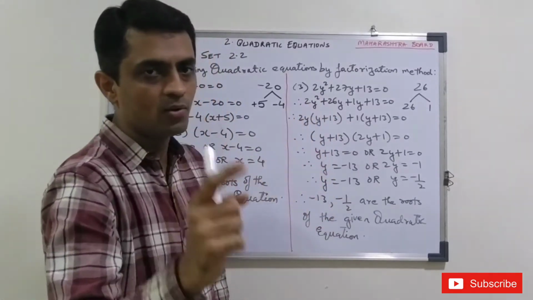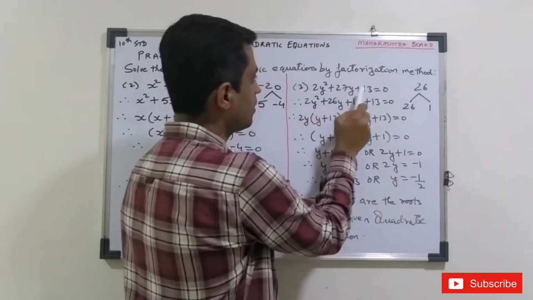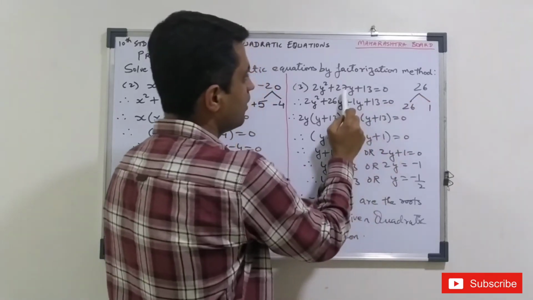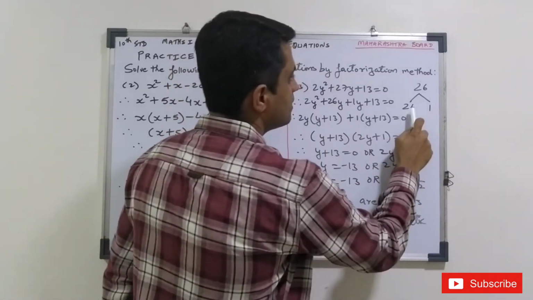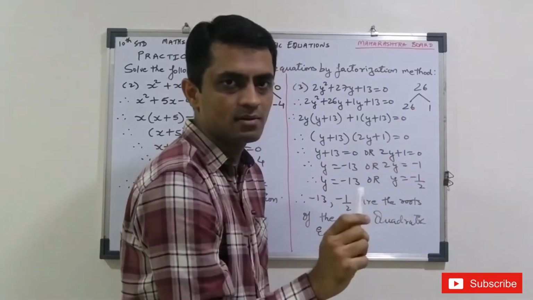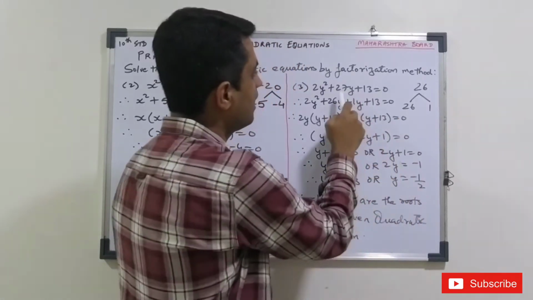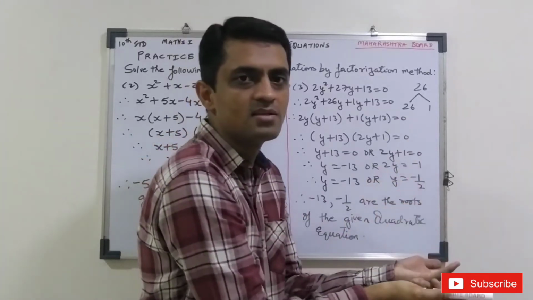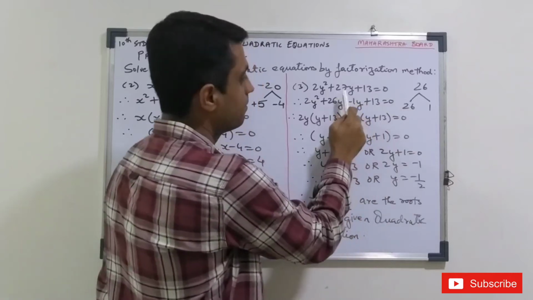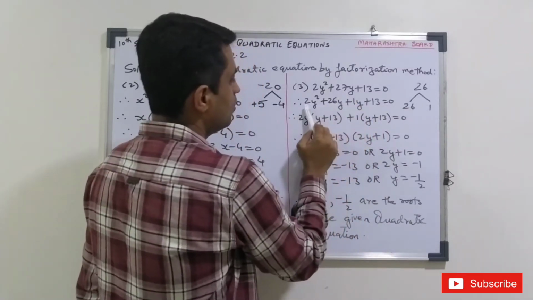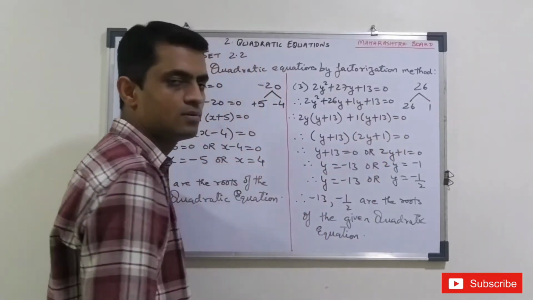So, first step I told you: 2 into 13 is 26. Now we want 27. Now here also multiple factors are there, but 26 ones are 26. 26 plus 1, 27. Very easy. All are in addition, no subtraction. Minus sign is not there at all. So we write here 2y square plus 26y plus 1y plus 13 is equal to 0.